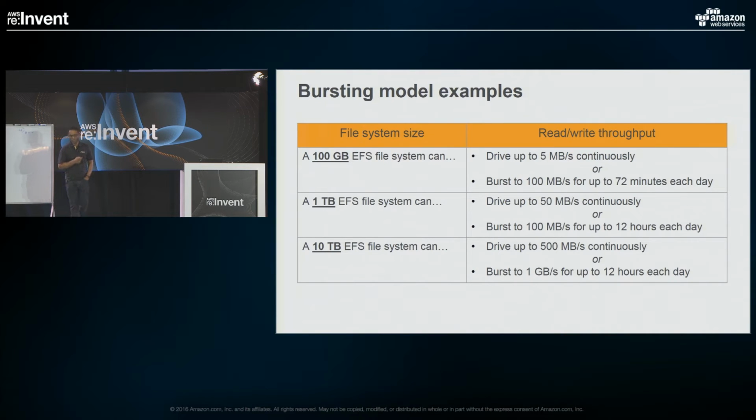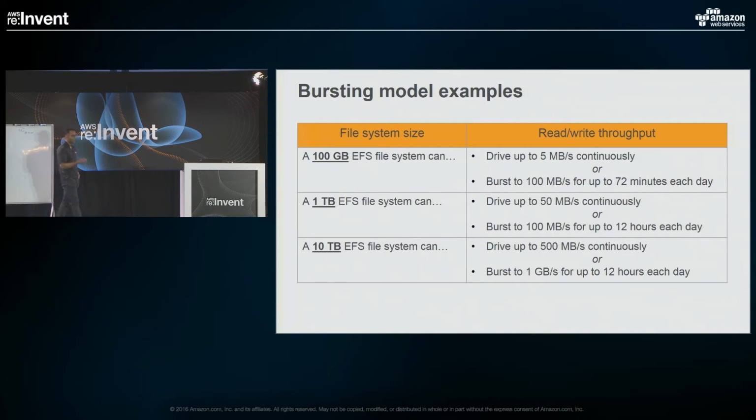So, some bursting model examples. If you have a 100 gigabyte file system, that means you can drive up to 5 megabytes per second continuously, or burst up to 100 megabytes per second for 72 minutes each day. If you use 1 terabyte of storage on EFS, you can drive up to 50 megabytes per second continuously, or burst up to 100 megabytes per second for 12 hours a day.